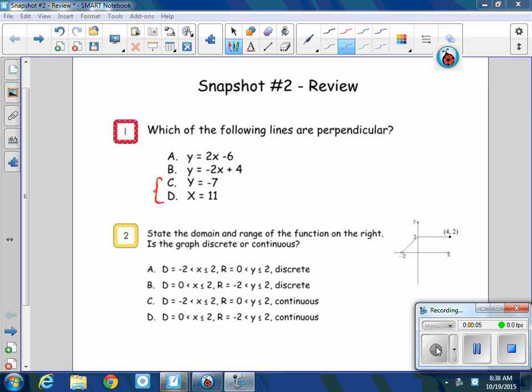Because of box and toy. This is Hoy, which means it's a horizontal line. This is box, which means it's a vertical line. And a vertical line and a horizontal line are always perpendicular to each other.